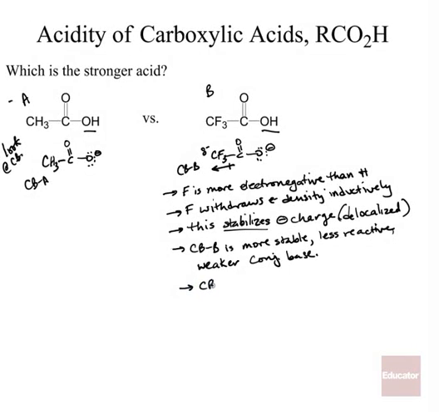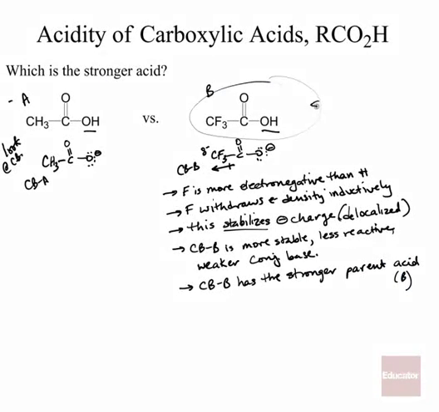So conjugate base B has the stronger parent acid. And that was our original question, right? Which is the stronger acid? That was B. So B is the stronger acid. Okay, something that stabilizes the conjugate base makes for a stronger acid.